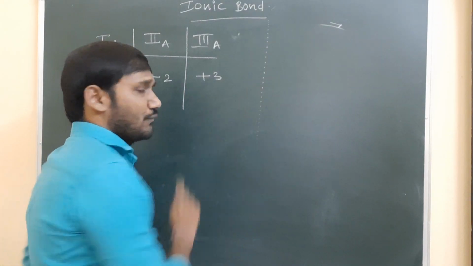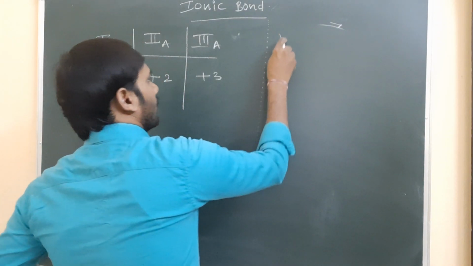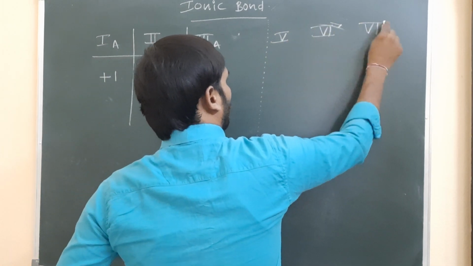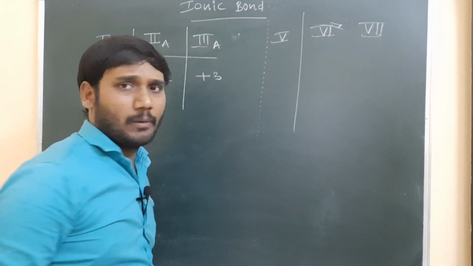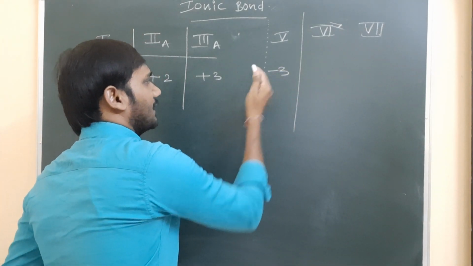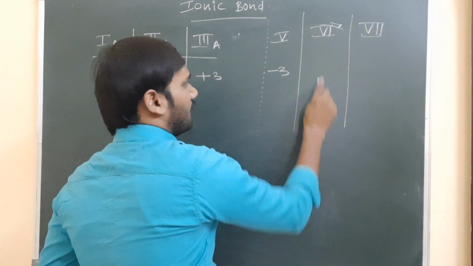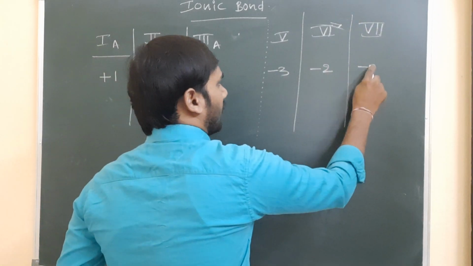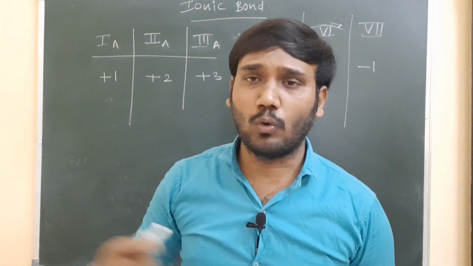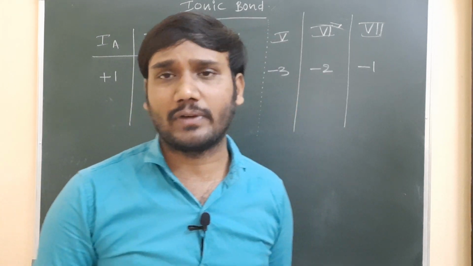Same way, if we see the fifth, sixth and seventh group elements: the fifth group, to get the octet configuration in the valence shell, can gain 3 electrons. The sixth group will gain 2 electrons. The seventh group gains 1 electron. So why is it losing and gaining? To get the stable configuration.